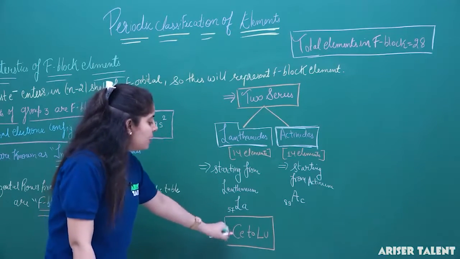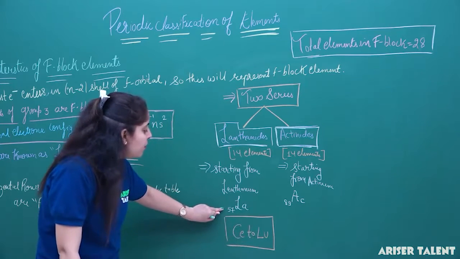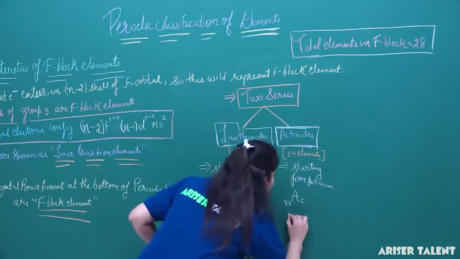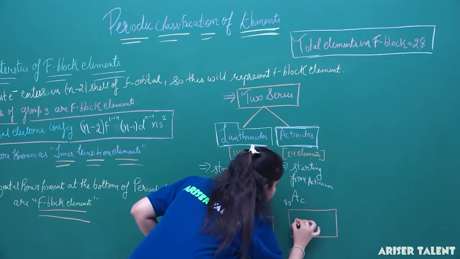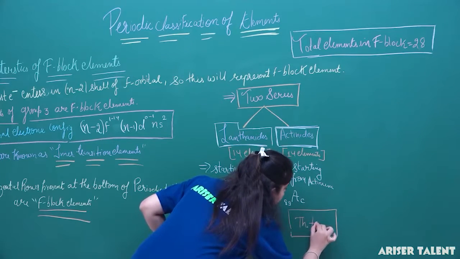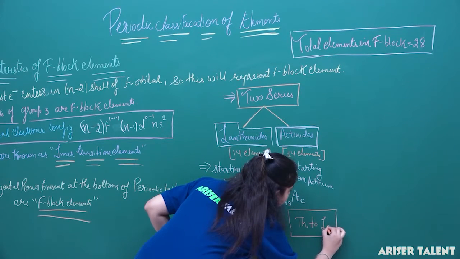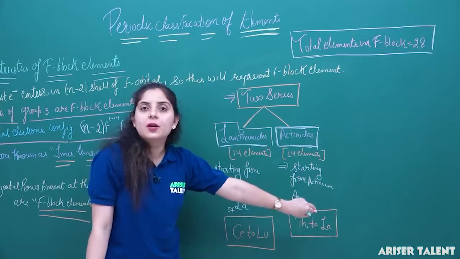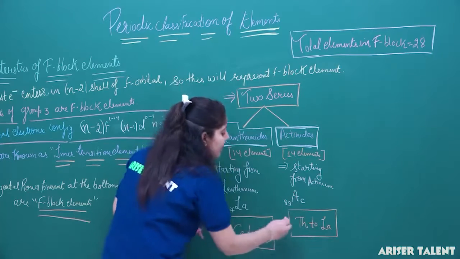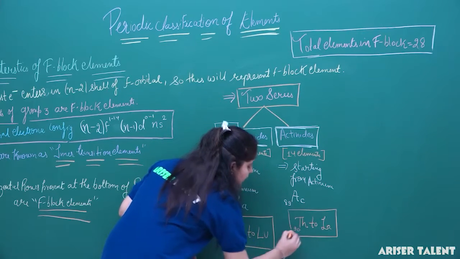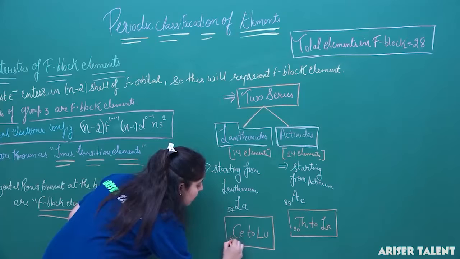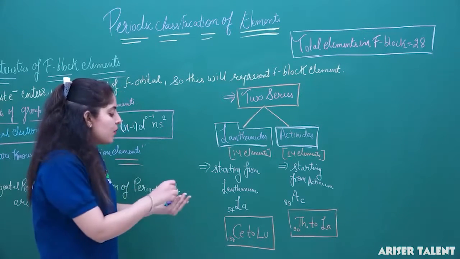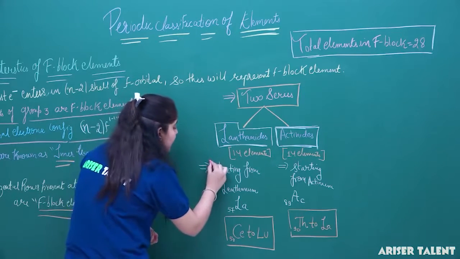This will comprise the elements from cerium to lutetium, and after 57, cerium will have an atomic number of 58 only. Now considering these elements, it will start from thorium to lawrencium. So it will represent the lawrencium element, and thorium will have an atomic number of 90 here, and this will have an atomic number of 58 here, because after 57 the series is going to start from 58 only.